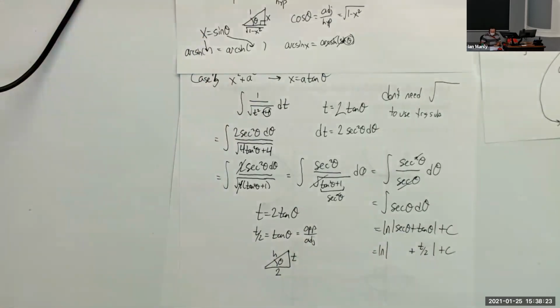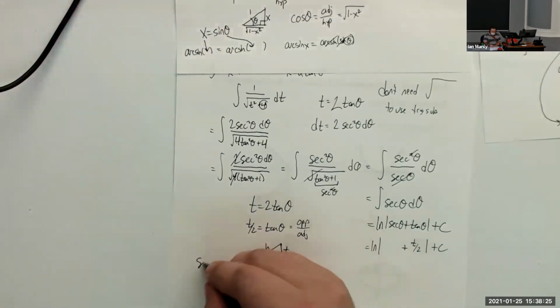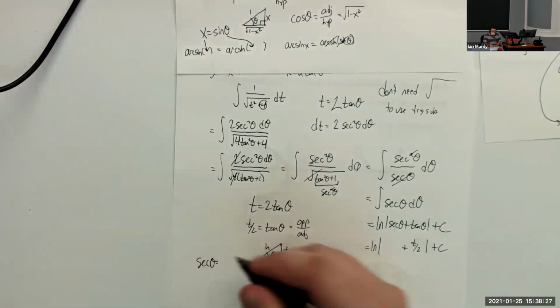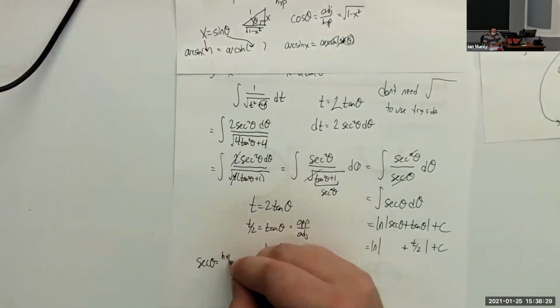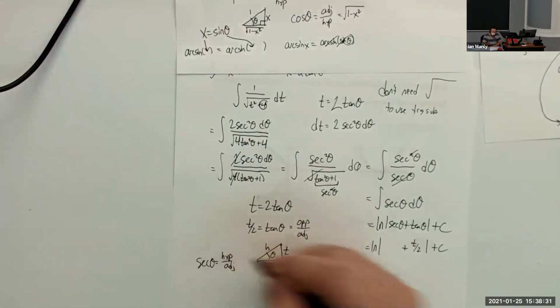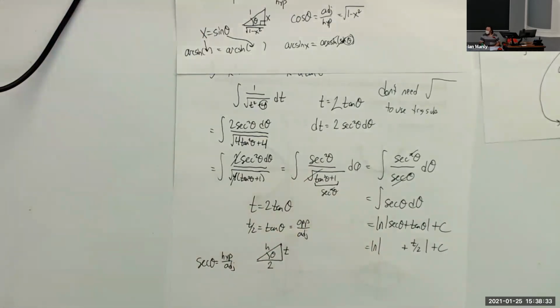So if we want to know what secant is, it's going to be hypotenuse over the adjacent. So we do need to know what the hypotenuse is.